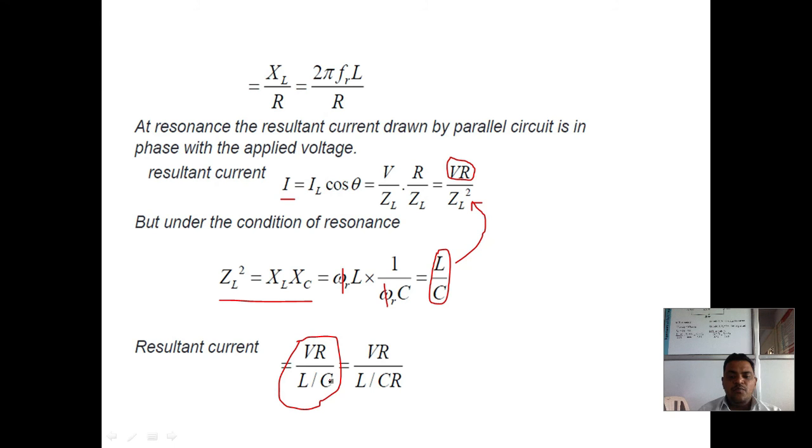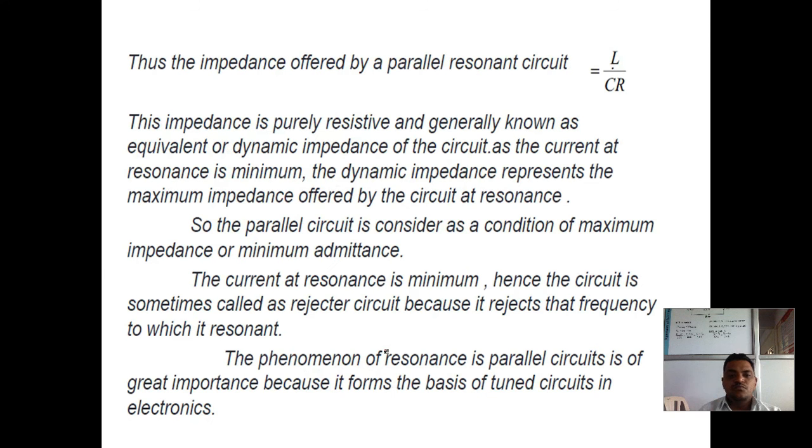Okay, L upon C. So what we do here, L upon CR, means that equation V upon L into C into R will be formed, so this parameter would not come. So the impedance offered by the parallel resonance circuit is L upon CR, and this impedance is purely resistive, and is generally known as the dynamic impedance, or equivalent dynamic impedance, of the circuit.